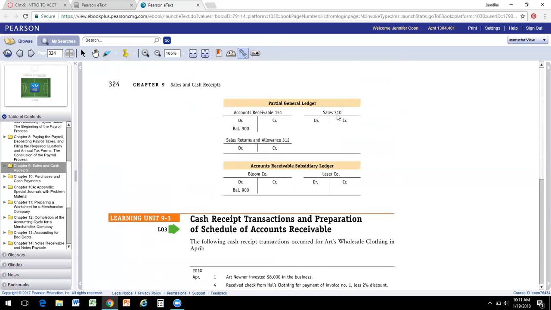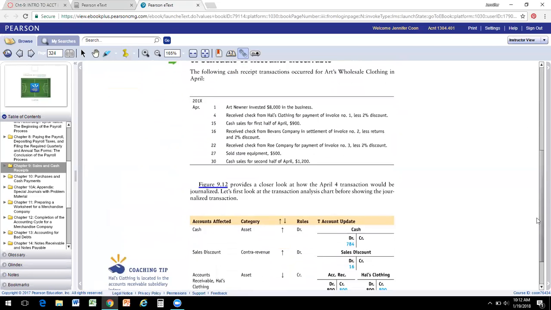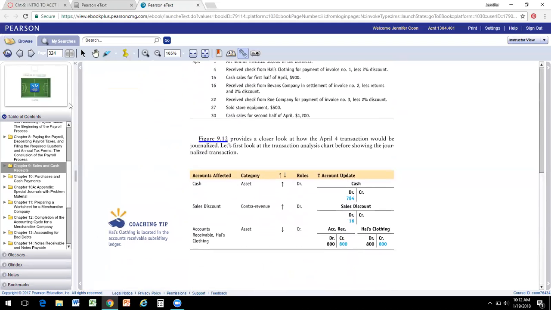Now, I know we said 3s start with equity and we said sales were 4s. I don't know why they have these as 3s, but just go with whatever. In real life, usually 4s are revenues.